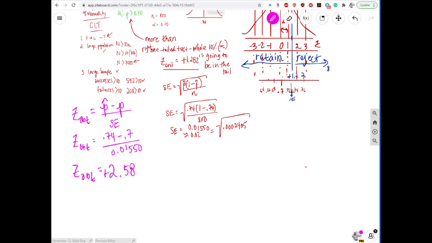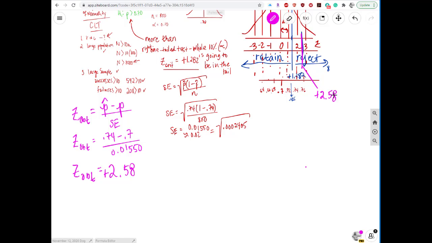Okay, this is looking good because we just had to get to 1.282. Write that back down: 1.282, right? We just had to get to this z-score in order to be able to reject. So at this point, 2.58 is right over here, and that is in the area of rejection. So this is looking really, really good to reject. This is positive 2.58.